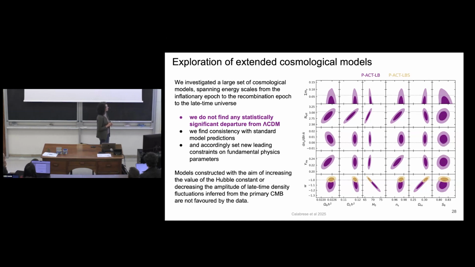And then we found, and I'll come back to this later, that the models that had been constructed specifically with the aim of increasing the value of the Hubble constant that we extract from the CMB were not preferred or favored by our data.